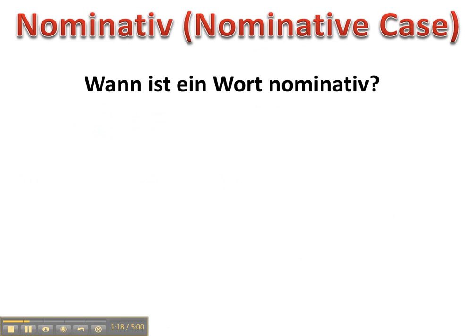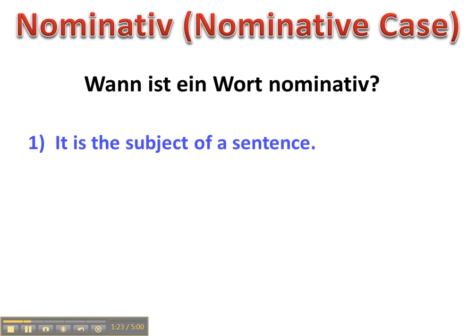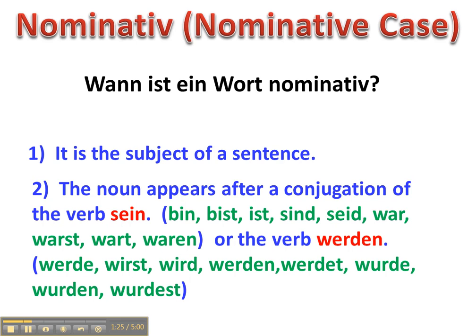Before we go further, let's review what makes a word nominative in German. So it is either the subject of a sentence, or it's nominative if it appears after a conjugation of the verb sein, which can be any of its present tense conjugations, or any of its past tense conjugations, or the verb werden.